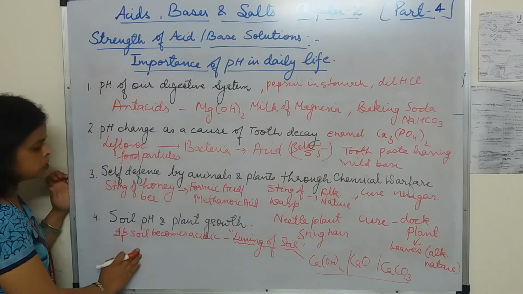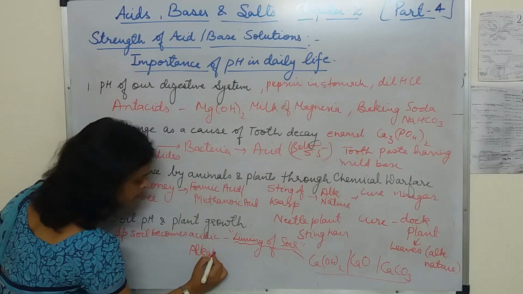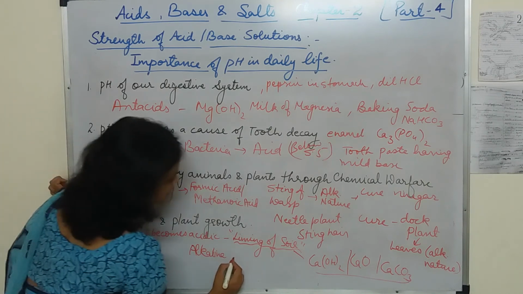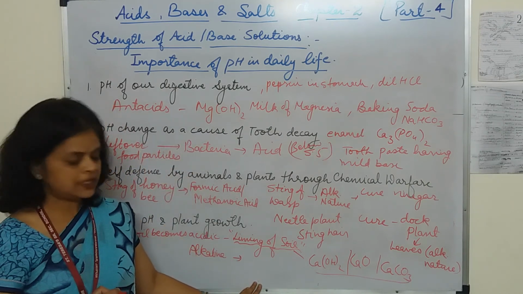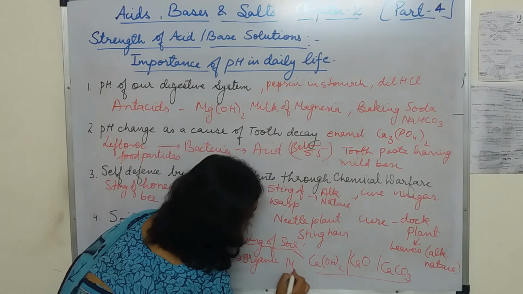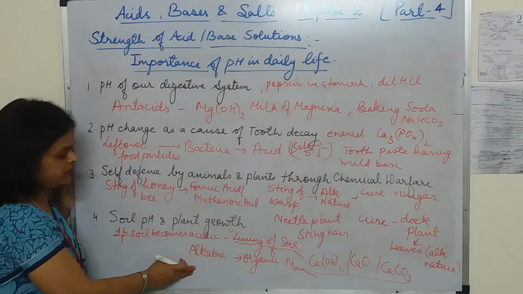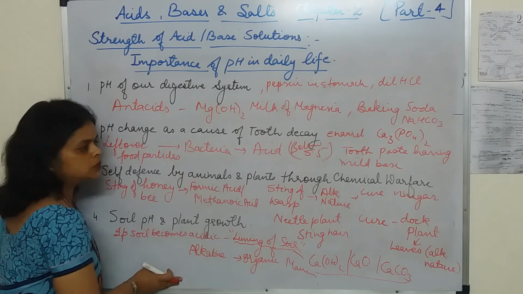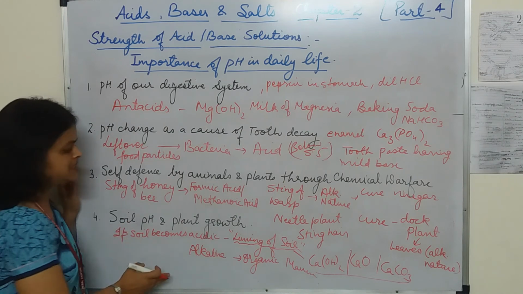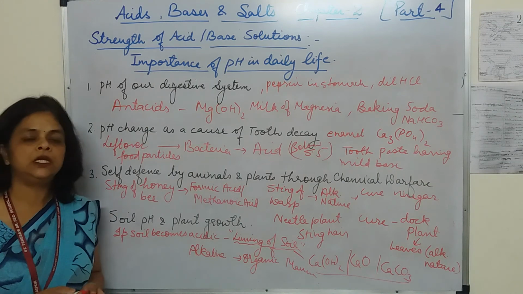Okay, now if the soil becomes alkaline or basic, in that case organic manure is added. So we are writing organic manure. Organic manure is added to neutralize the salt if it becomes alkaline. So in this way, students, we can check the acidic or basic nature of the soil. So these are the 4 importance of pH in daily life.